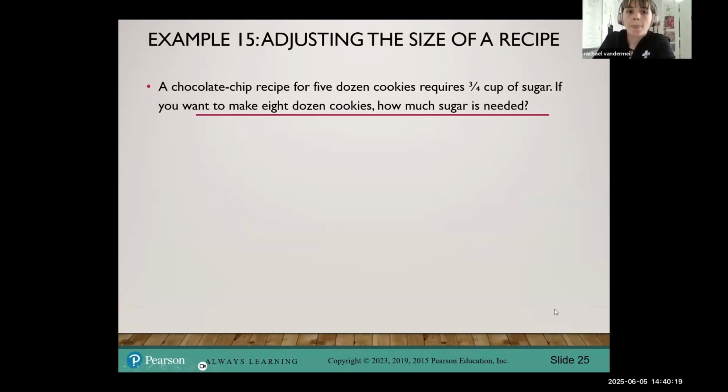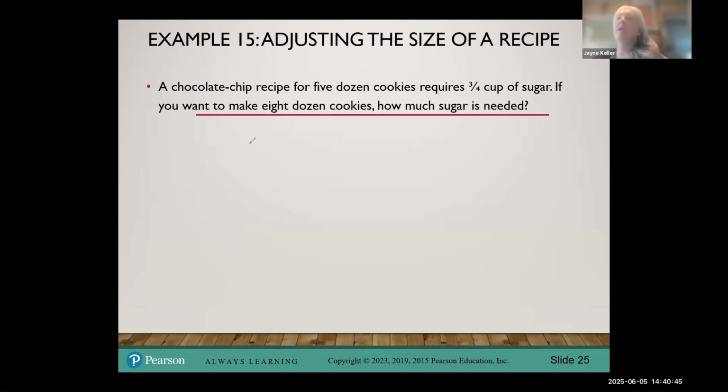So like in this example, we have chocolate chip cookies, and to make 5 dozen cookies, we need 3/4 a cup of sugar. So if I wanted to make 8 dozen cookies, how much sugar would I need? So what do you think about that problem? Wouldn't you just add 3/4 together like 3 times?